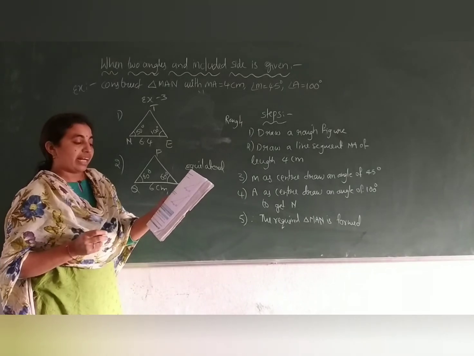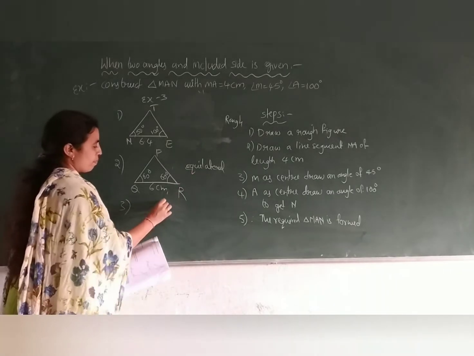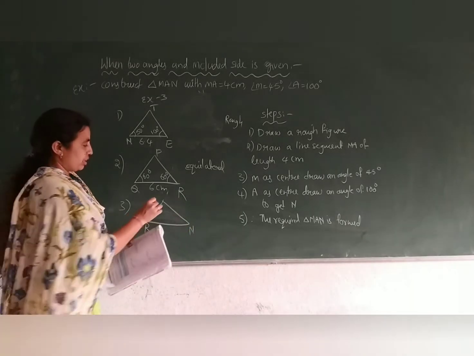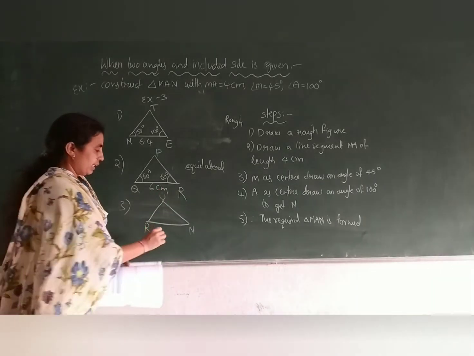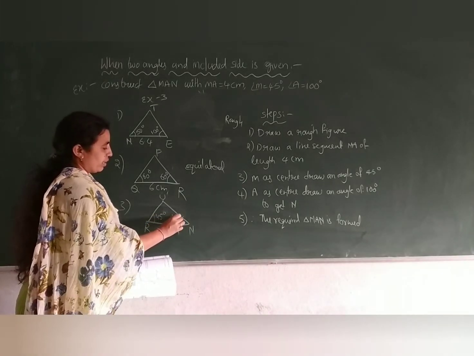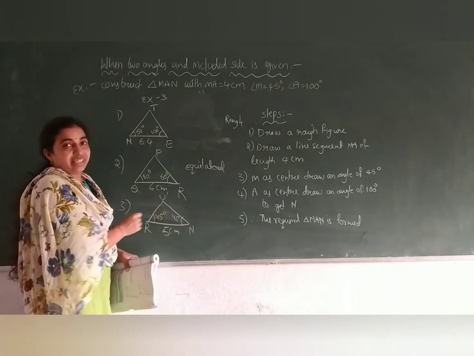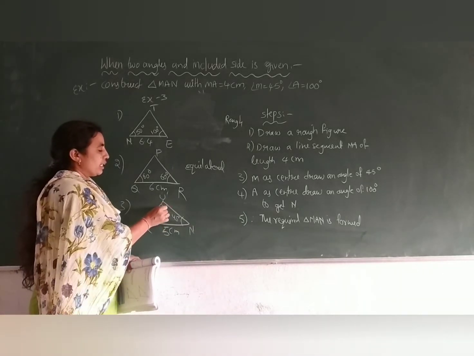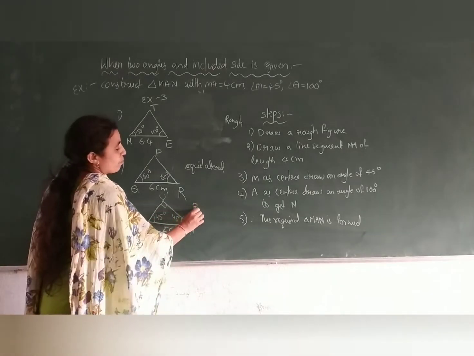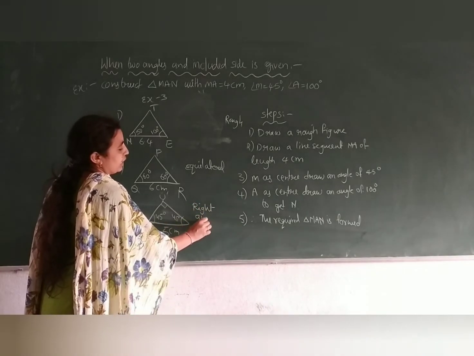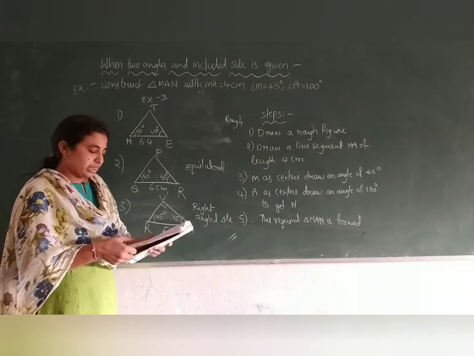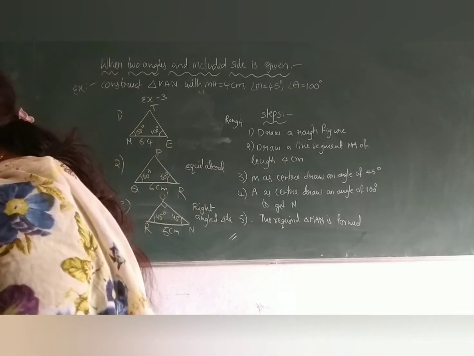Next, third one, construct triangle RUN. This is also same. RN is given, and this is U. RN is 5 cm, angle R 45 degrees, angle N 45 degrees. Now measure the other angle. After the construction, measure this angle, and you will get exactly 90 degrees. So this triangle is a right angled triangle. Okay, this is exercise 3. Now let us go for exercise 4.